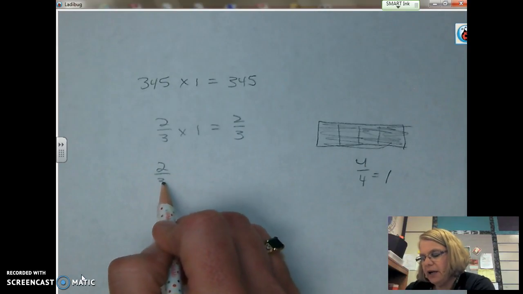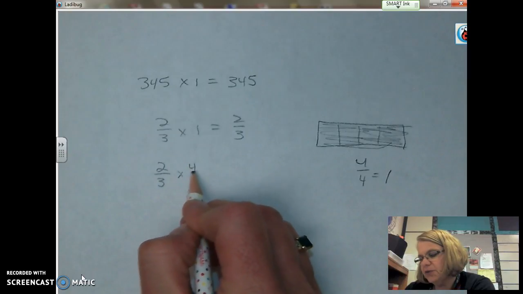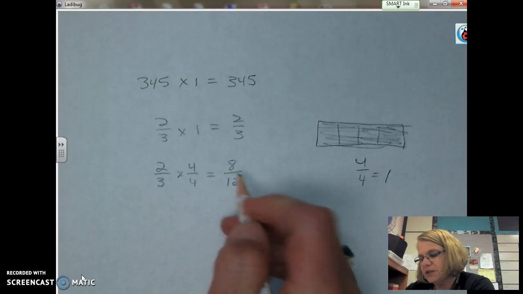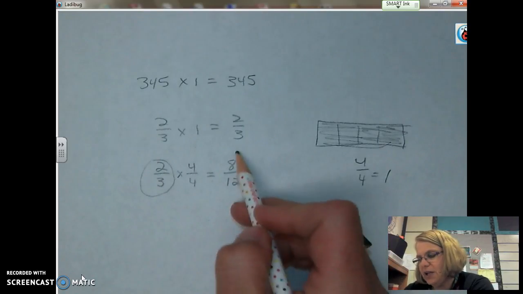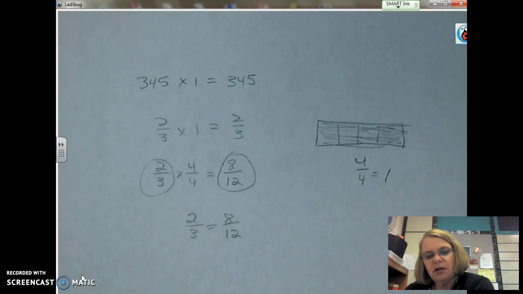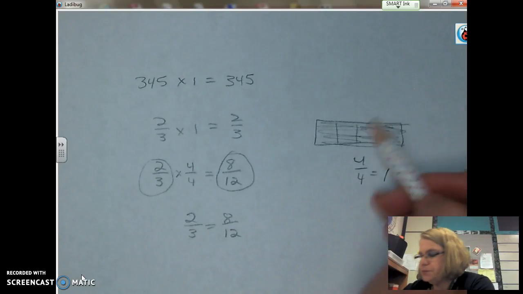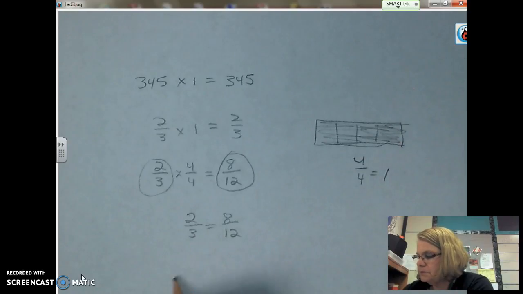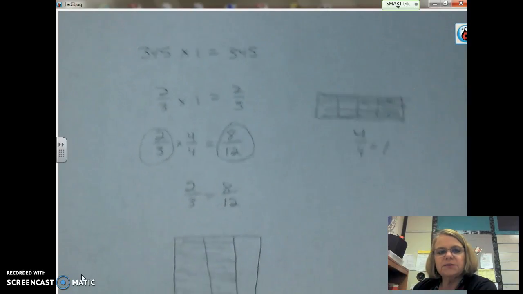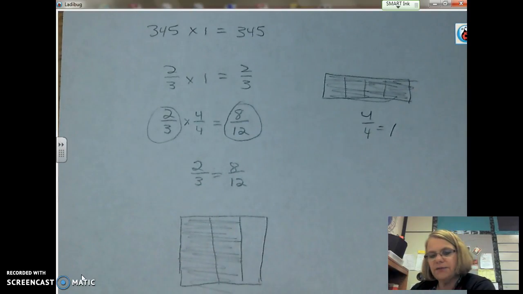So if we multiply 2/3 times 4/4, we end up with 8/12. 2/3 and 8/12 are equivalent. Okay, so to show that, if we have 2/3, this is where the area model comes in. So we're shading in 2/3. Now we need to separate that into 12ths.